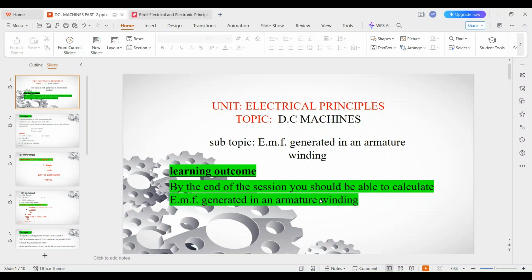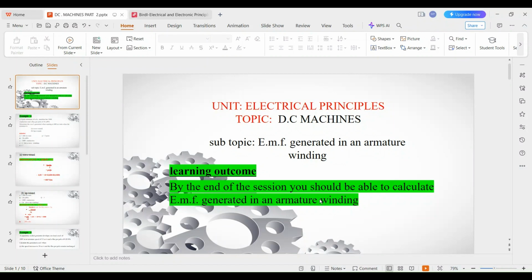And it's just a continuation of the previous video, whereby in the previous video we were looking at the basic calculations of DC machines and, to be specific, generators. And we looked at various examples. And today we shall have another three examples to emphasize the same so that we may get a better understanding of this topic. So by the end of the video, you should be able to calculate the generated EMF in armature winding, whether connected in lap wound or wave wound.